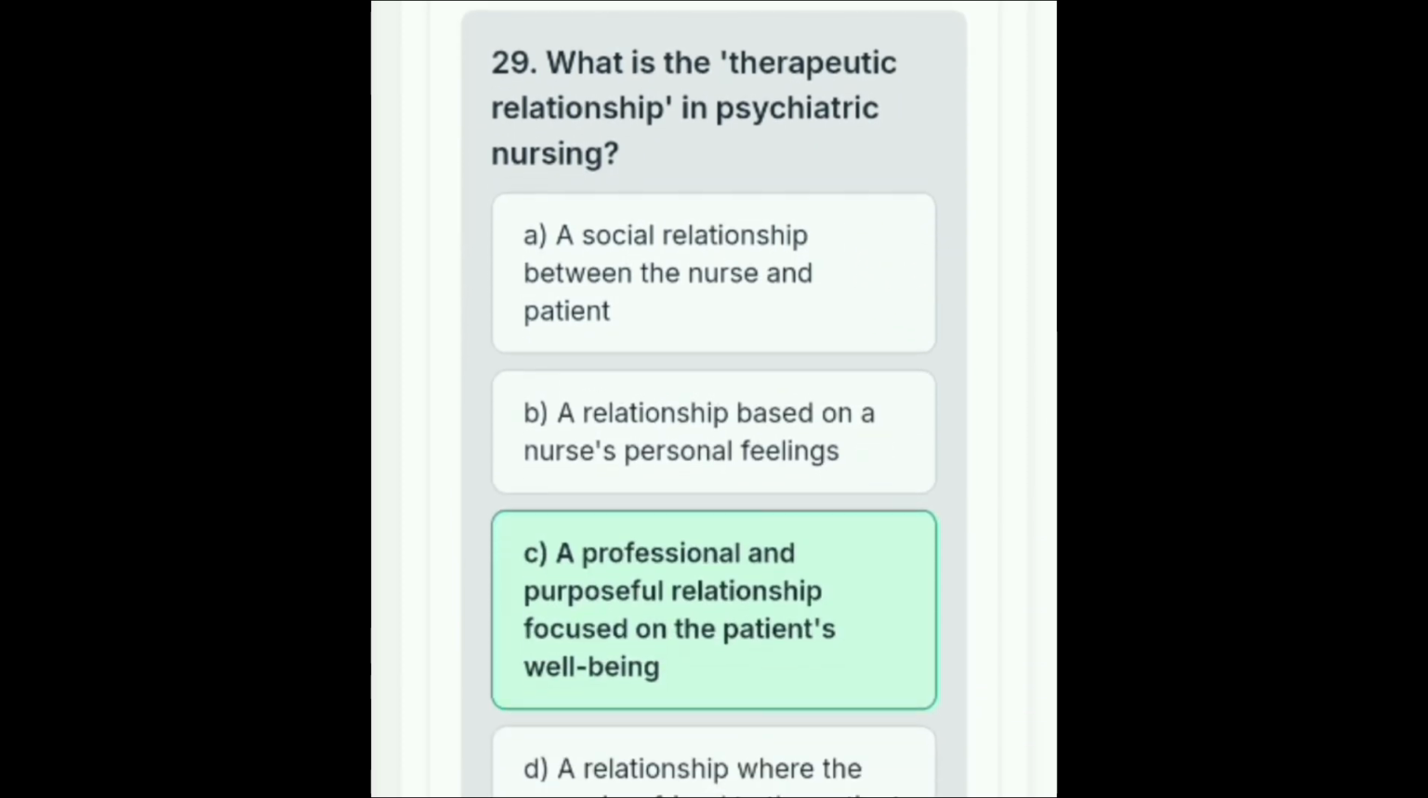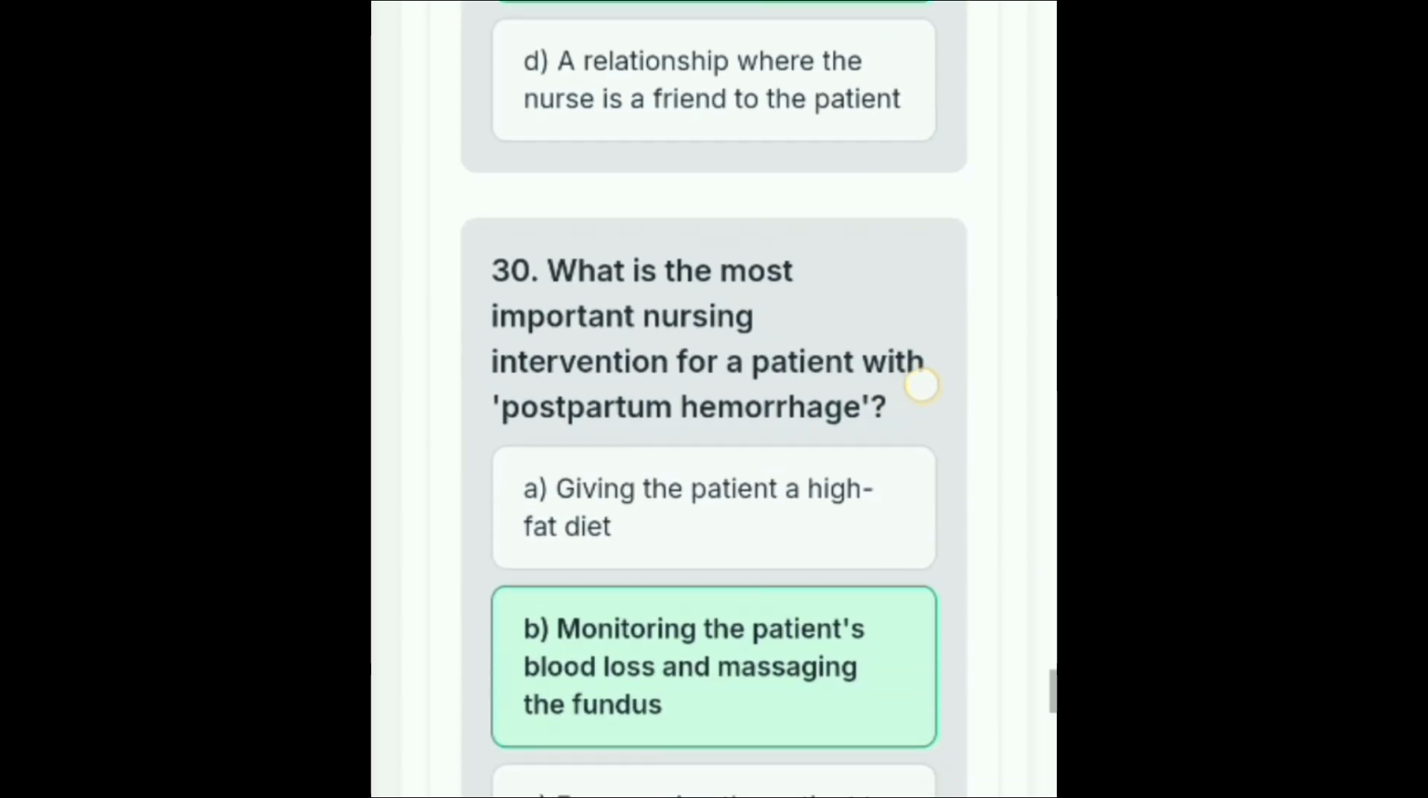What is the therapeutic relationship in psychiatric nursing? A social relationship between the nurse and the patient, a relationship based on a nurse's personal feelings, a professional and purposeful relationship focused on the patient's well-being. Option D, a relationship where the nurse is a friend to the patient. So the C is correct.